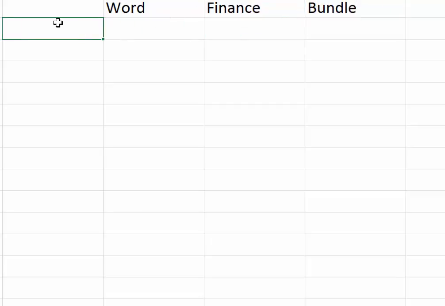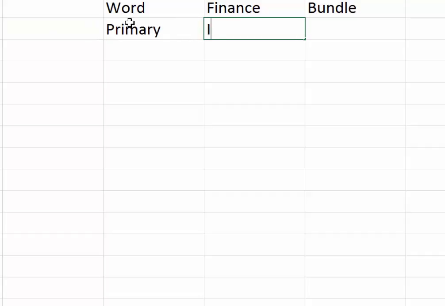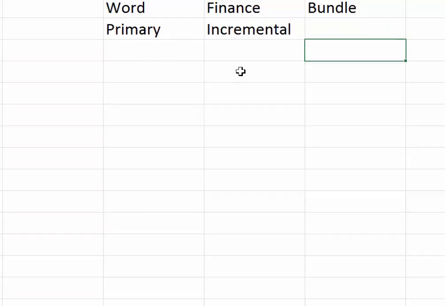We have two products: one is called Word Master, one is called Finance Master. Then we have the bundle. We are going to use the incremental method. First of all, I'm going to decide which is the primary and which is incremental. Because of that, we know the single price.